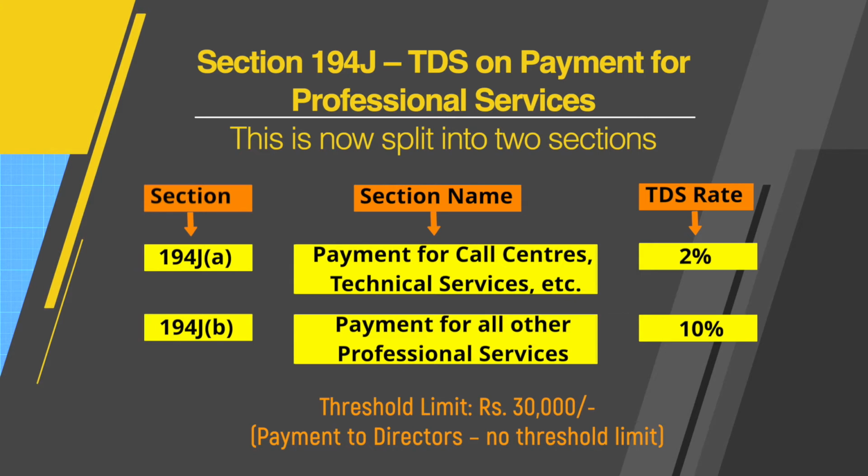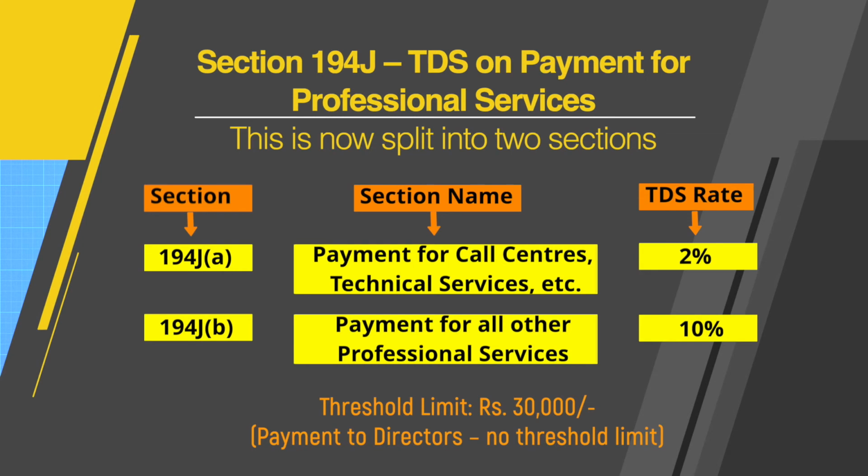194JA takes care of the call center, payment for technical services, and others defined, but these two are the most popular over here. And 194JB is basically for rest of the payments you make for professional services.